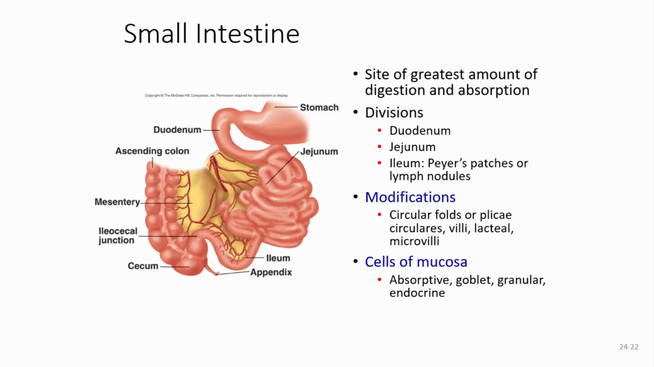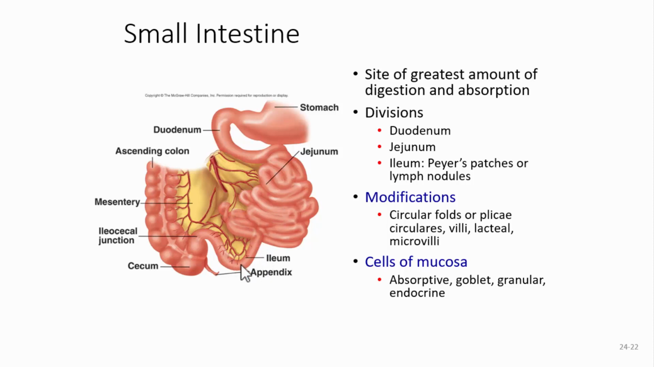Looking at the small intestine. This is the site of greatest absorption of digestion and absorption. The divisions are going to be the duodenum, which first comes off the stomach, and it's a short piece. Then the jejunum, which is the longest part. And then finally, the ileum.